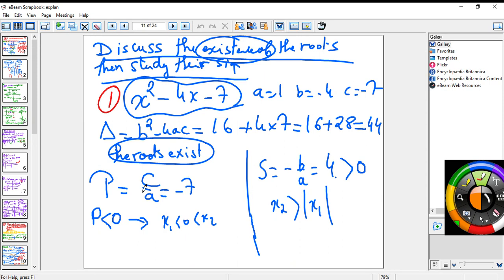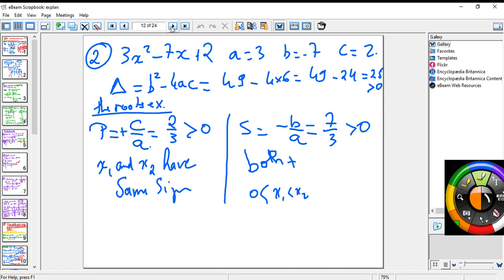Now let's see P. P is c over a, it's minus 7. It means the product is negative. It means there is one root positive and one root negative, so I have x1, 0, x2, and one is negative, one is positive. Then I will do S. S is positive. It means I'm sure that the positive one is bigger, comparing the absolute value, than the negative one. So x2 is bigger than x1.